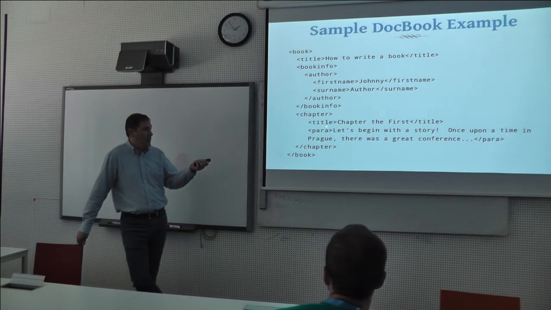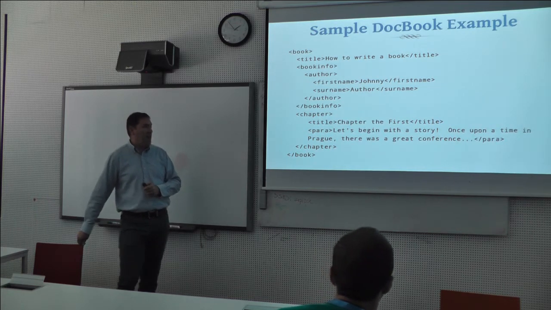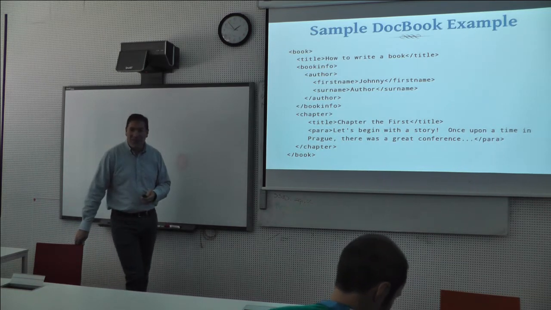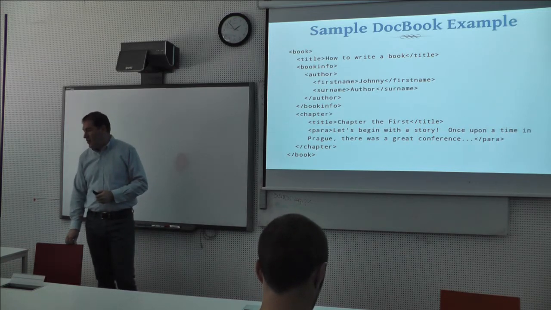The chapter itself has a title. And then this chapter only has a single paragraph. And that says, let's begin with a story. Once upon a time in Prague, there was a great conference. You know the rest of the story. All right? So this is the bare minimum of what a DocBook document might look like.